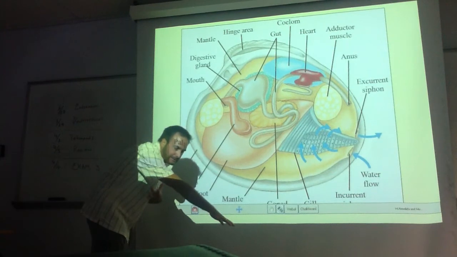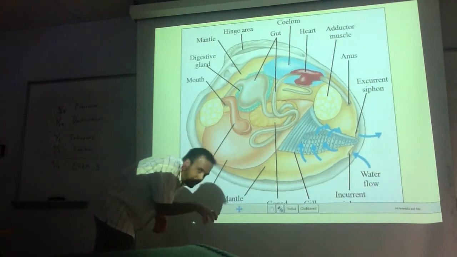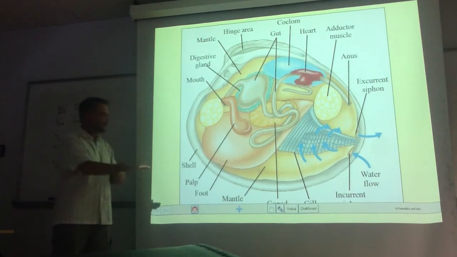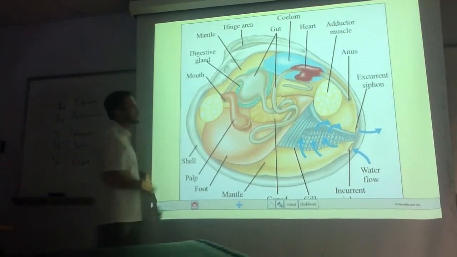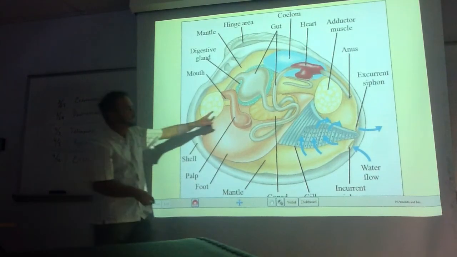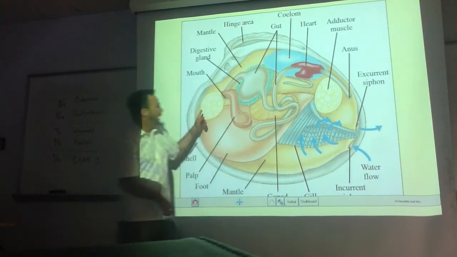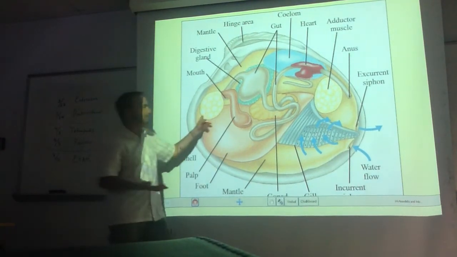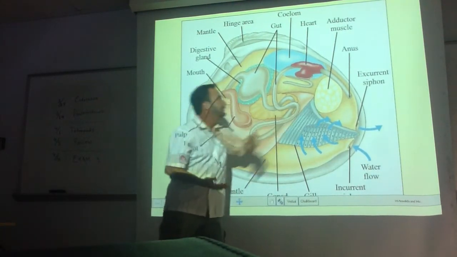Contract the circular, relax the longitudinal, make a little anchor, contract the longitudinal, and relax the circular, right? And it keeps digging and pulling itself in, but it's kind of pointed on this end so it can do it. Notice that there's two adductor muscles that contract to keep the shell closed, right? This is the anterior adductor muscle. This is the posterior adductor muscle.